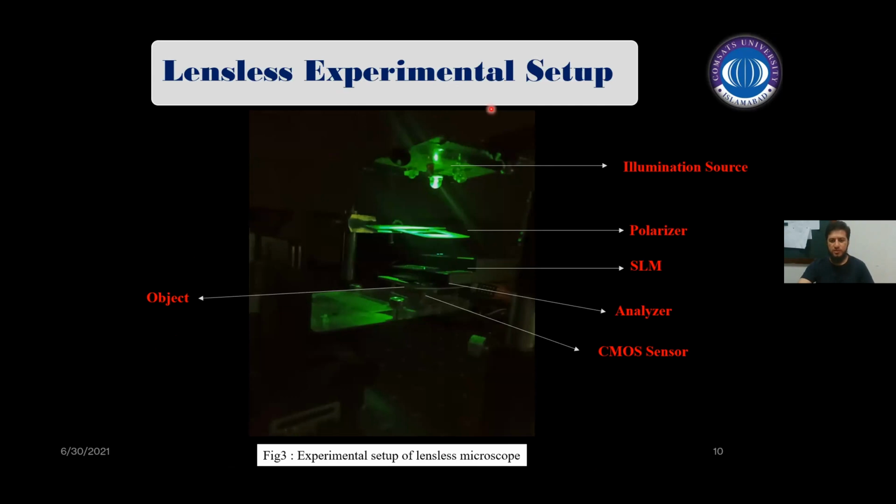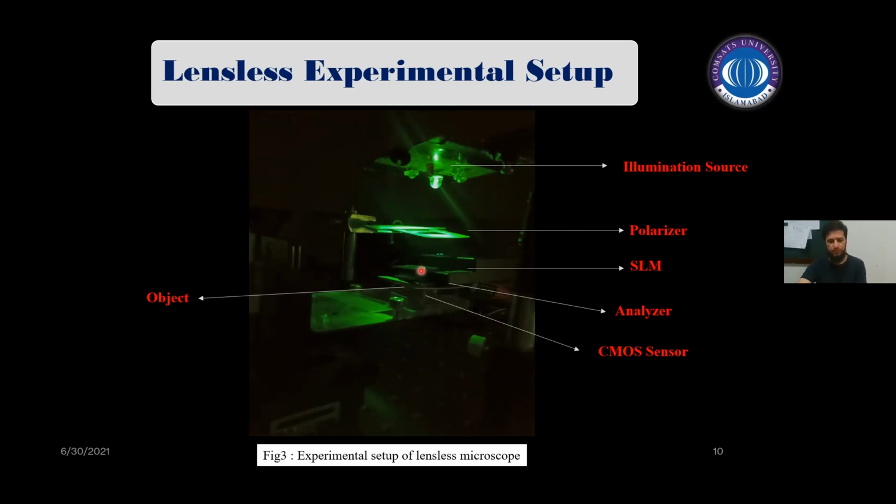This is the experimental setup of the lensless microscope. Here we put an illumination source, then the polarizer, and then the SLM is used. We can apply any type of mask at the SLM, and then we put an analyzer and an object, and the CMOS sensor is used to record the images of the object.